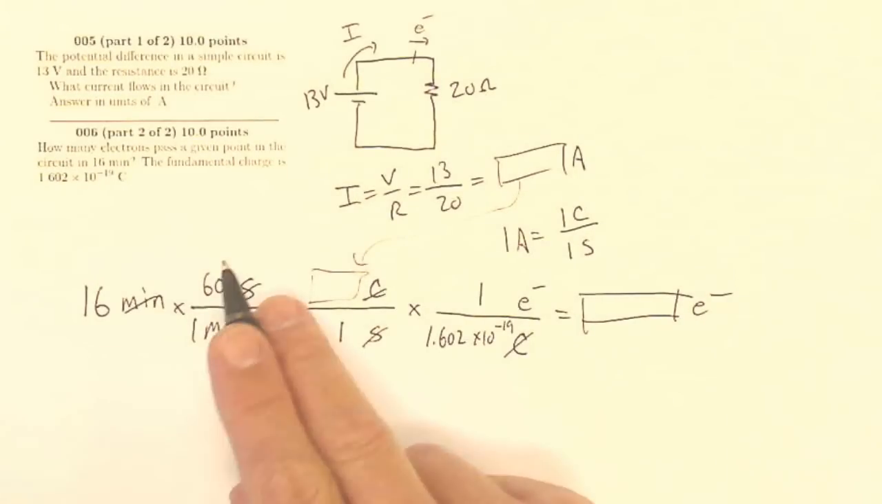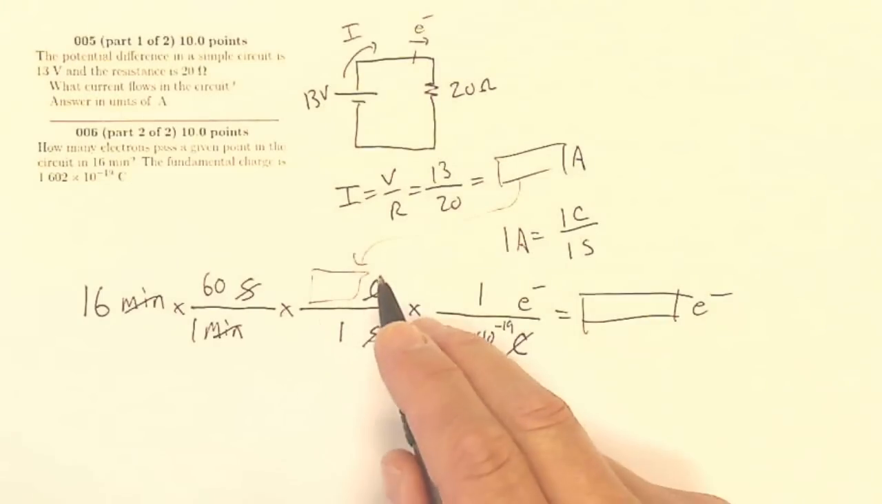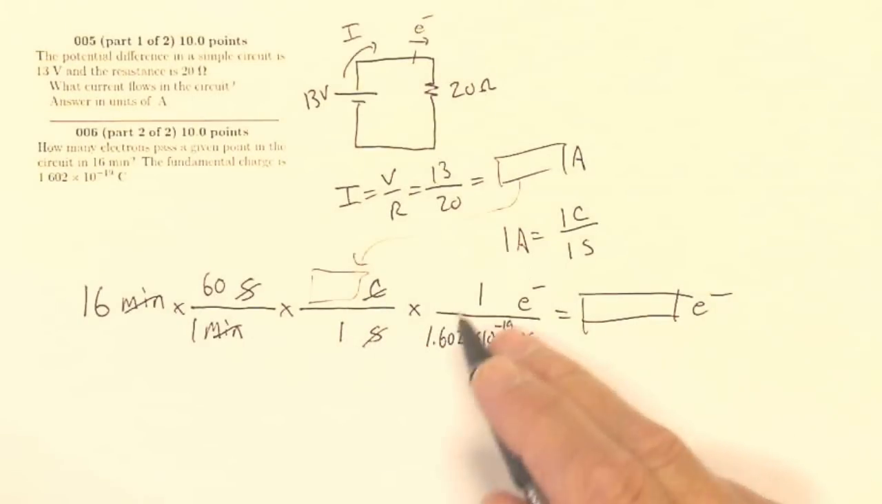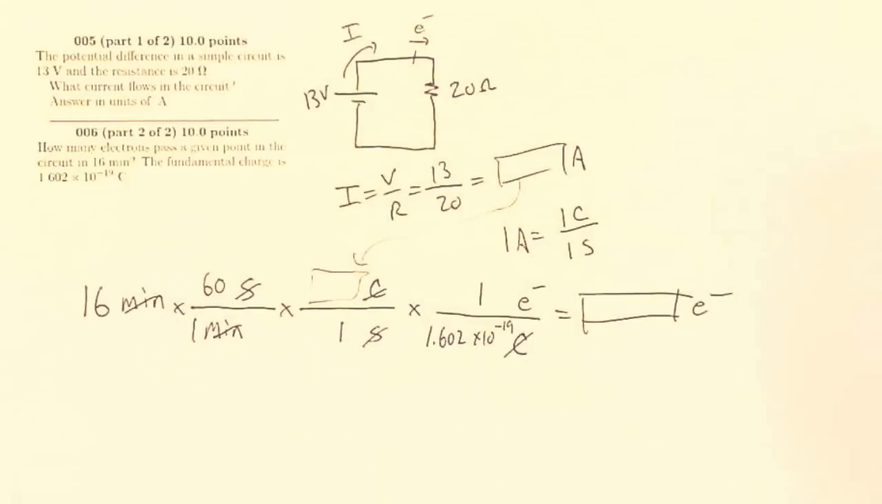So 16 minutes, that's how many seconds. That's how many coulombs per second, so that'll give me how many coulombs, and that's how many electrons per coulomb, so that'll give me the number of electrons. And this is something really good to remember if you are planning on taking a test with me sometime soon.